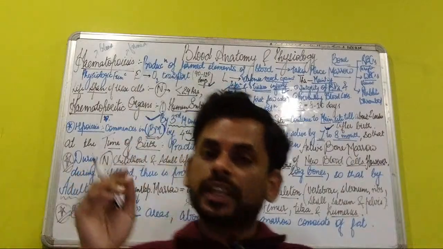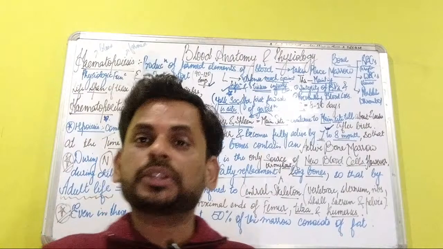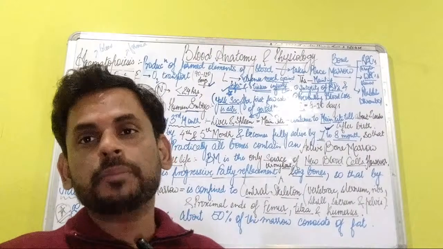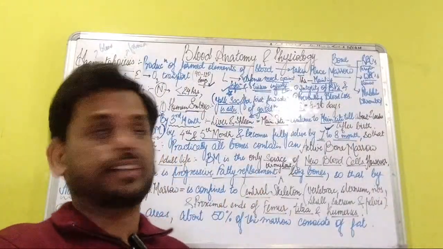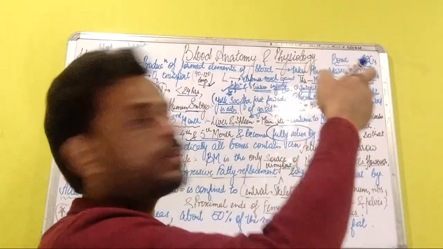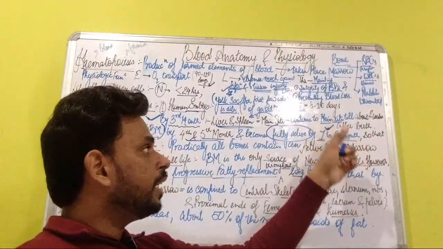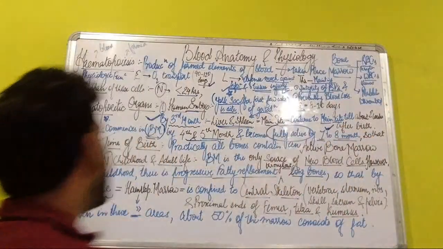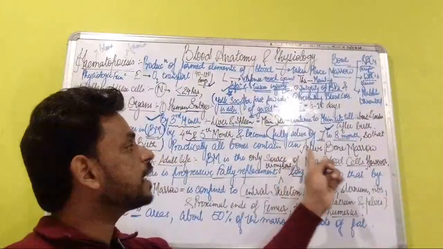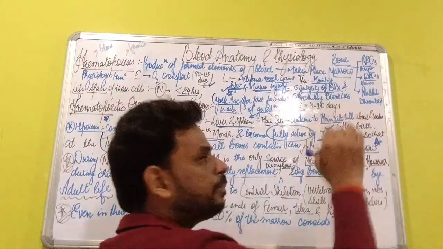All right. So in the embryonic life also, by the fourth and the fifth month, hematopoiesis is going to begin in the bone marrow and becomes fully active. When we look at the term fully active, by 7 to 8 months of intrauterine life, hematopoiesis becomes fully active in the bone marrow, so that at the time of birth, practically all bones contain an active bone marrow. This is very, very important.